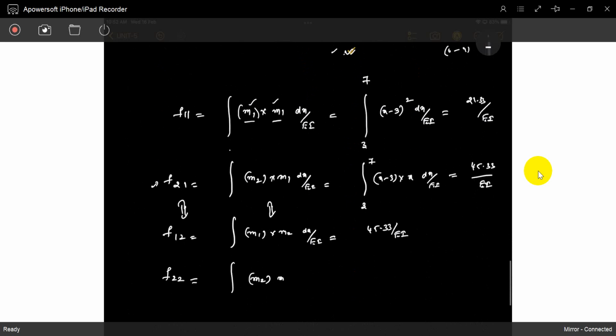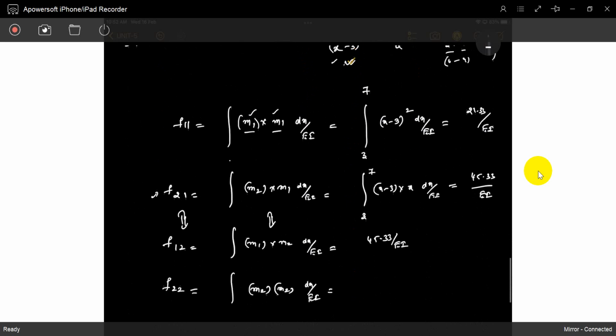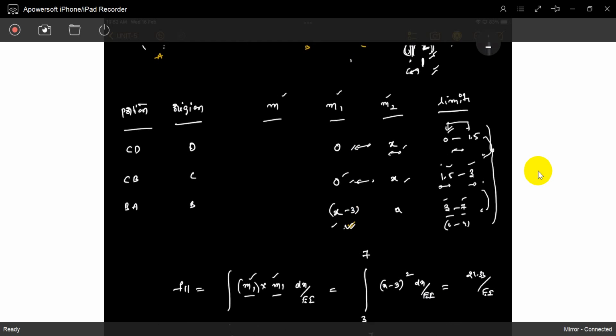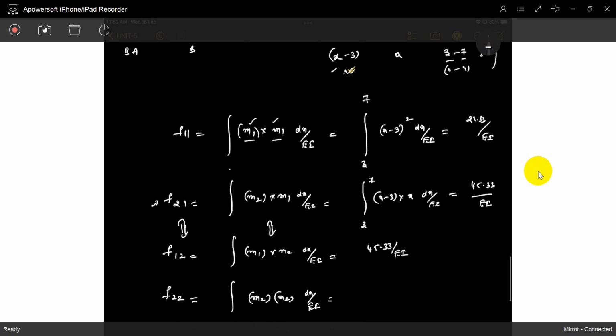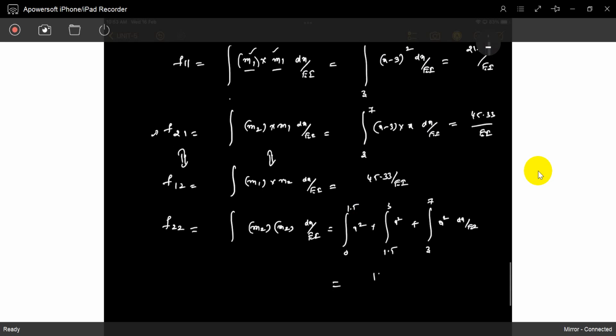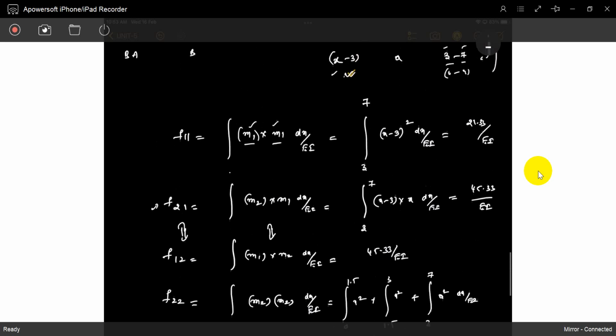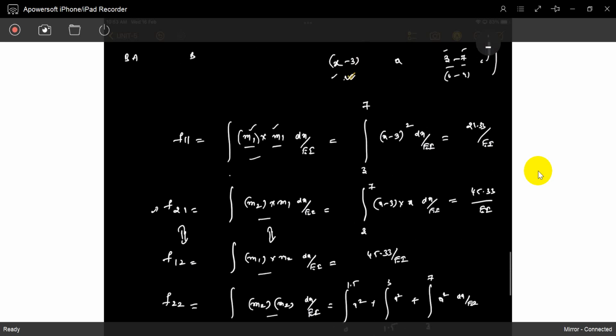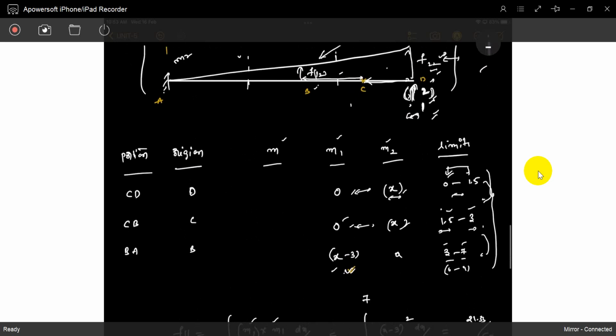You will get M2 and M2. So M2, if you see it, from 0 to 1.5 it is x, x into x, x square. This is also x square. This is also x square. So what will you get? x square 0 to 1.5, 1.5 to 3, x square 3 to 7, dx by EA. What is that value? That value is 114.33 by EA. Got the idea? So that is how you can use this strain energy. Very simple way you can use it. Just write down the bending moments on those portions.